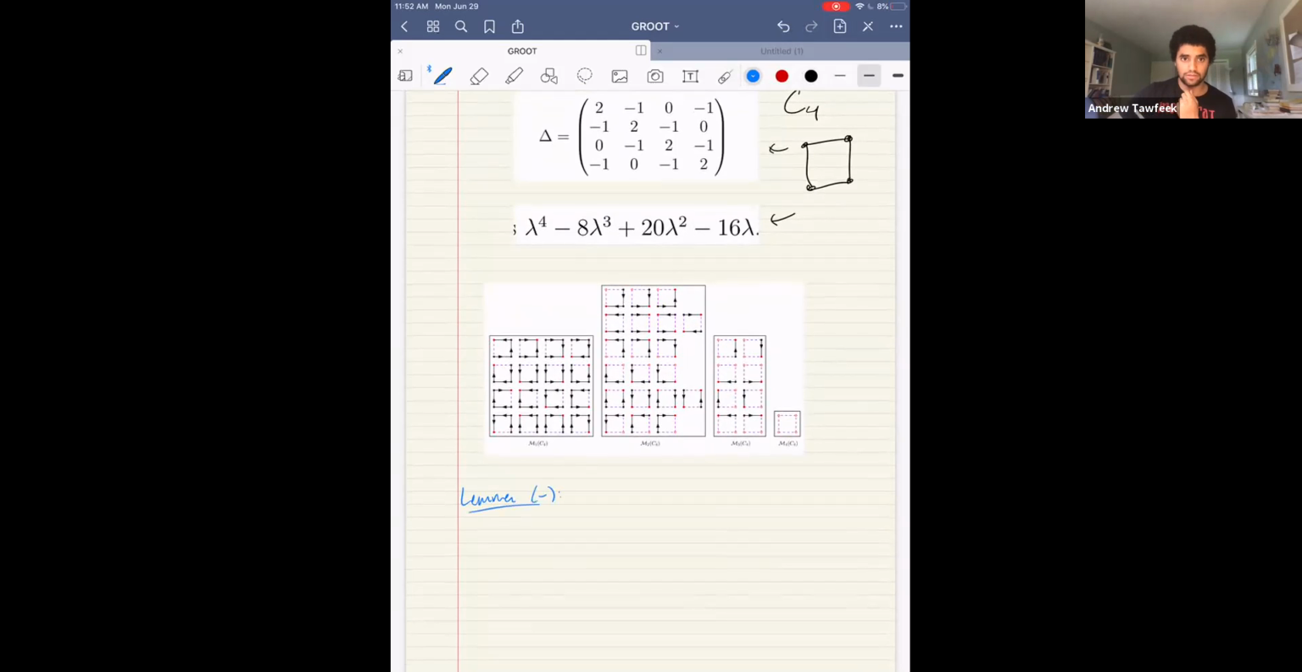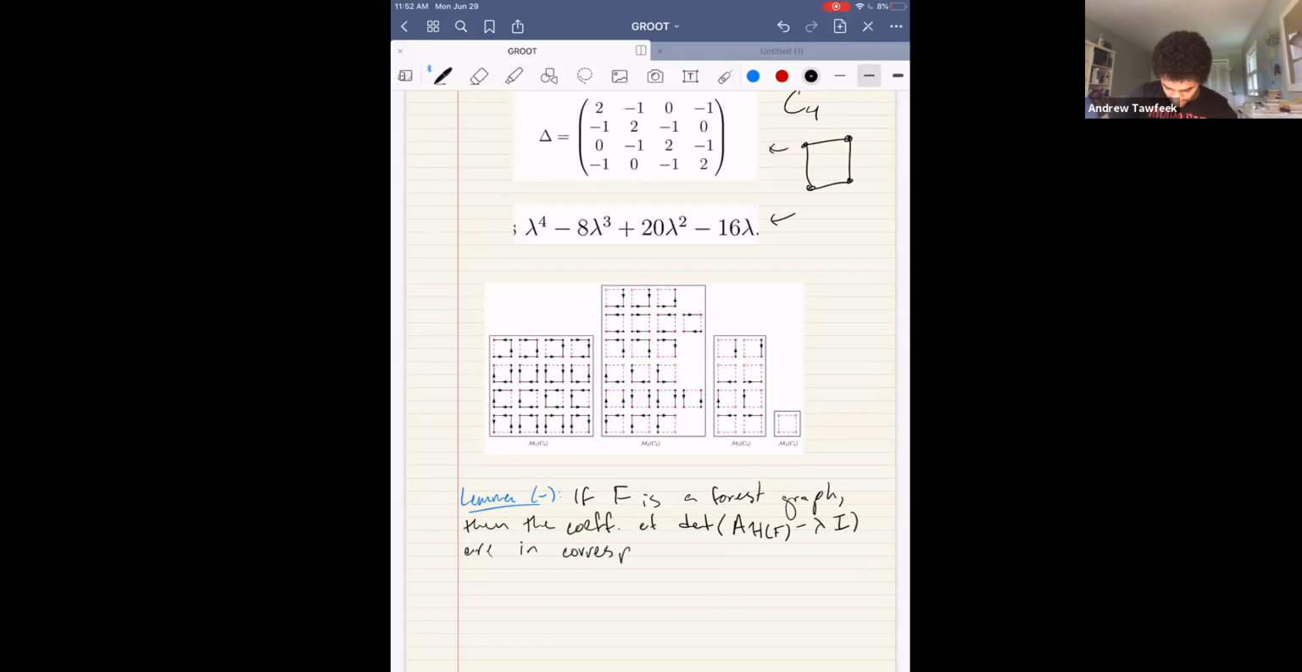But it does lead to this last result. I'm gonna skip, sadly, a lot. So if F is a forest graph, then the coefficients of the characteristic polynomial of the Hasse diagram of the forest, it's a bit weird, are in correspondence with the coefficients of the graph Laplacian's characteristic polynomial. And to get that, we talk about matchings and things.